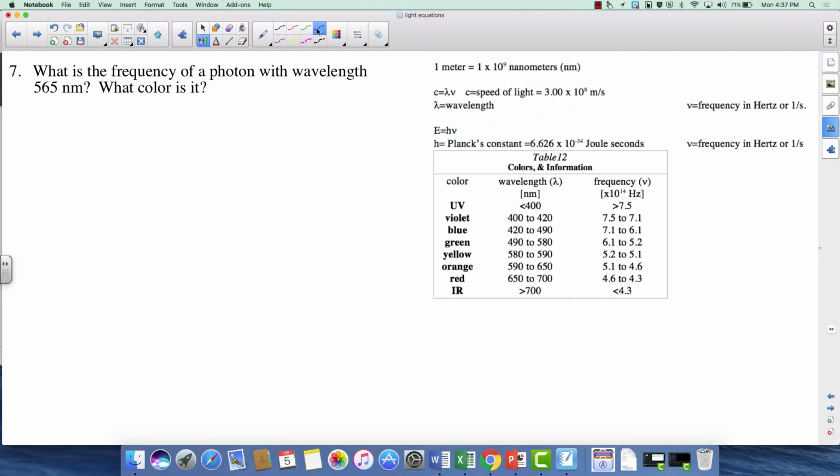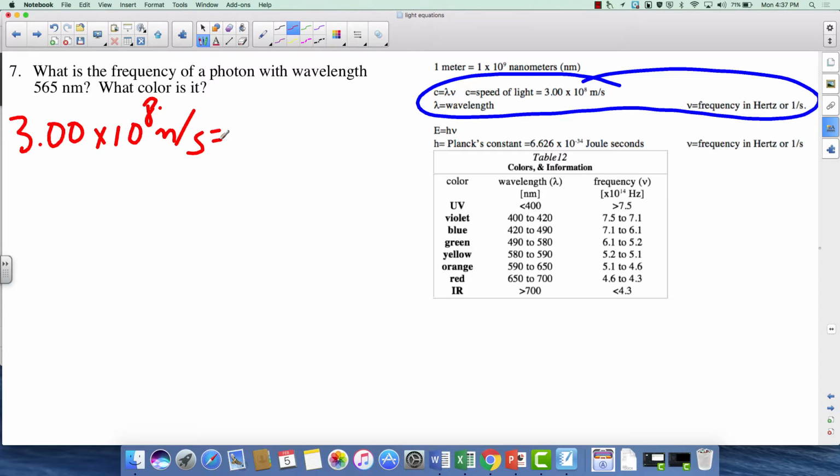What is the frequency of a photon with wavelength 565 nanometers? We're back to only this equation. C, the speed of light, 3.00 times 10 to the 8th meters per second, is going to be equal to the wavelength times the frequency. However, we have to change the wavelength from nanometers into meters.